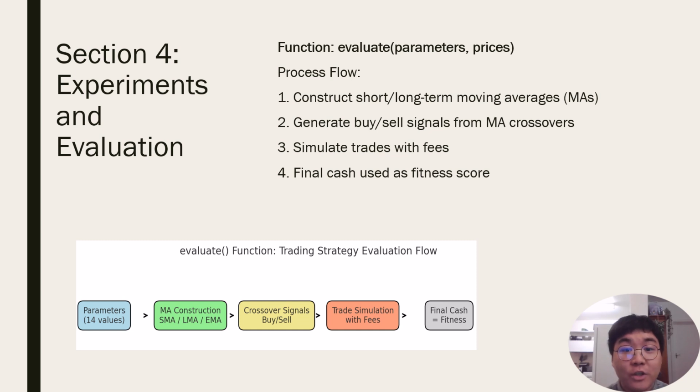Our evaluation function is implemented as a Python function called evaluate. It takes a 14-dimensional parameter vector, which is used to construct short-term and long-term moving averages. Those are weighted combinations of SMA, LMA, and EMA. The strategy then generates buy or sell signals based on crossover points between those moving averages. Then the simulation with fees runs, and the final cash output is used as a fitness score.